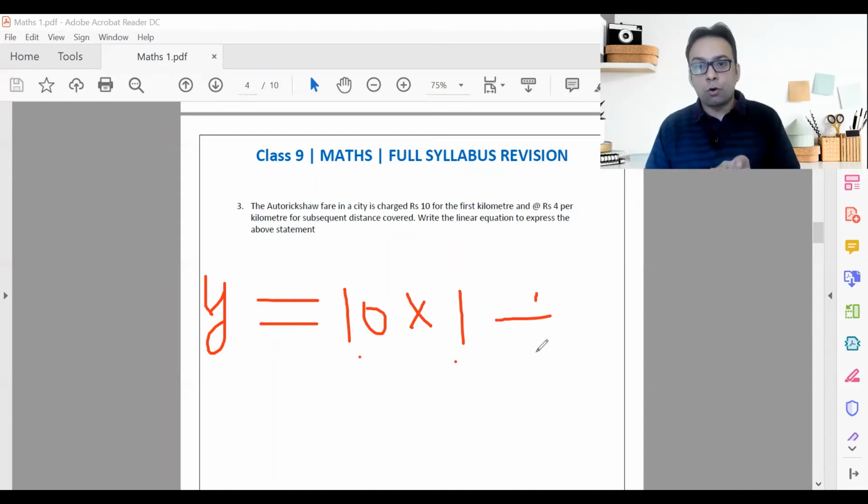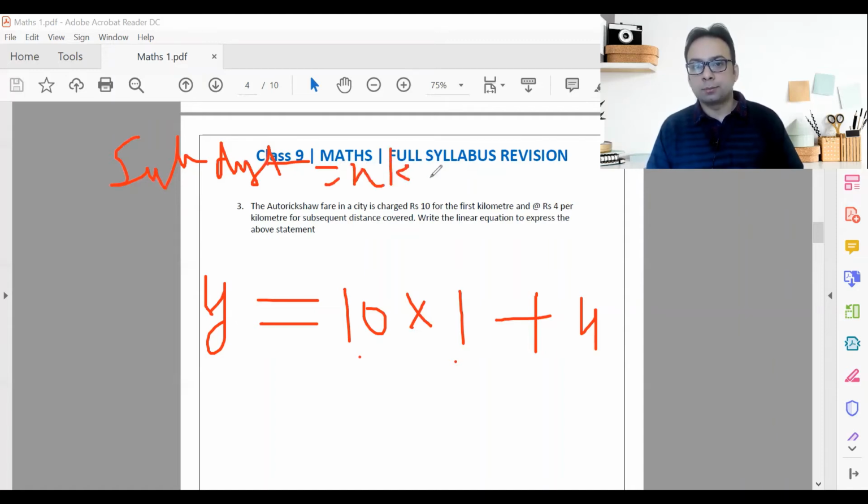So we will do 10 multiplied by 1 because you are traveling only 1 kilometer with a fixed charge. But now, what about the variable charge? So variable charge is 4 rupees. But 4 rupees will be charged for the subsequent distance. Now, let's assume the subsequent distance to be x kilometers. So not the subsequent distance. So assume the total distance basically. So you can assume the total distance to be x kilometers.